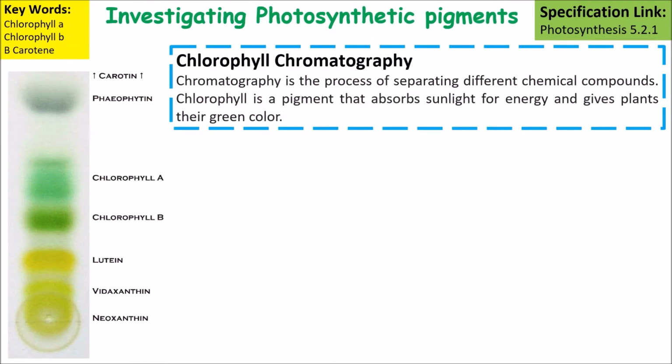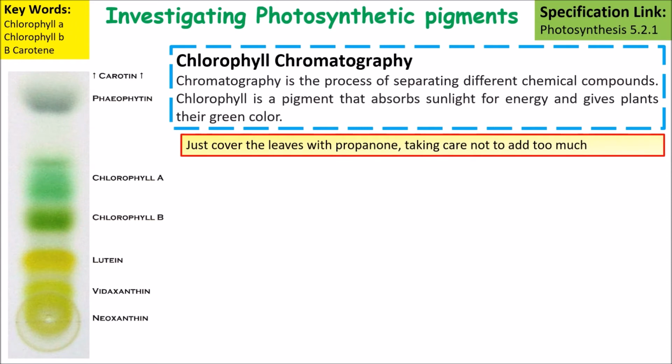Chromatography is the process of separating different chemicals or compounds. Chlorophyll is a pigment that absorbs sunlight and is made up of a range of different chemicals. So if we look at how we carry this out, we start off by getting a sample of leaves, crushing them up and covering them with a small amount of propanone.